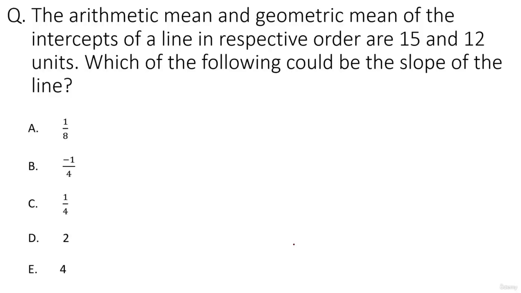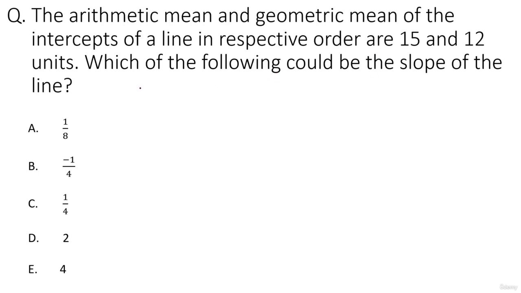The arithmetic mean and geometric mean of the intercepts of a line in respective order are 15 and 12 units. Which of the following could be the slope of the line? Okay, I want to just try out this question once and then we'll discuss. So the arithmetic mean and geometric mean of the intercepts are given.